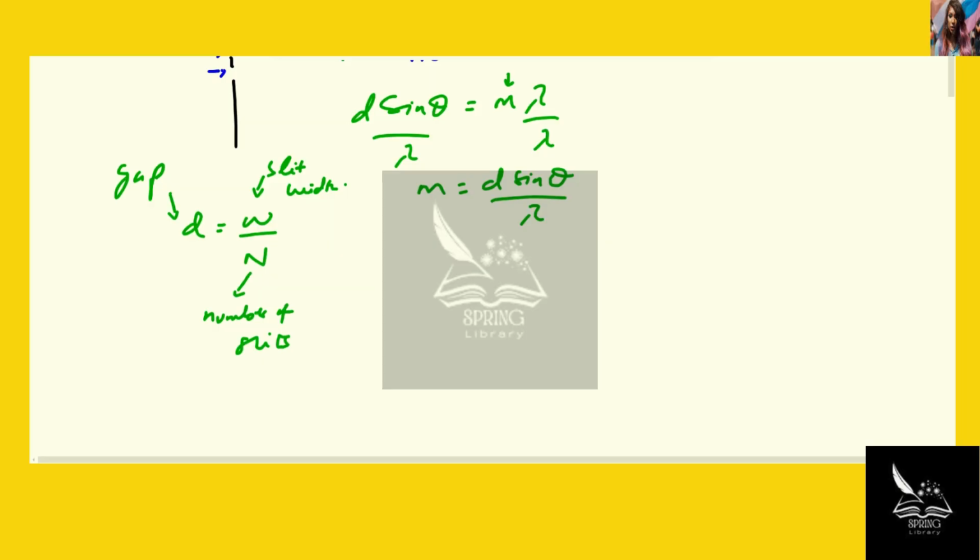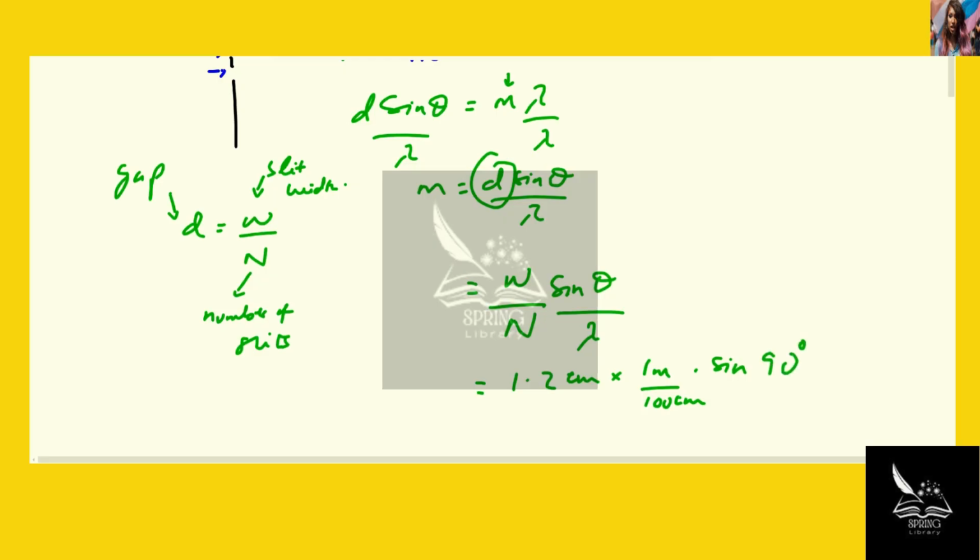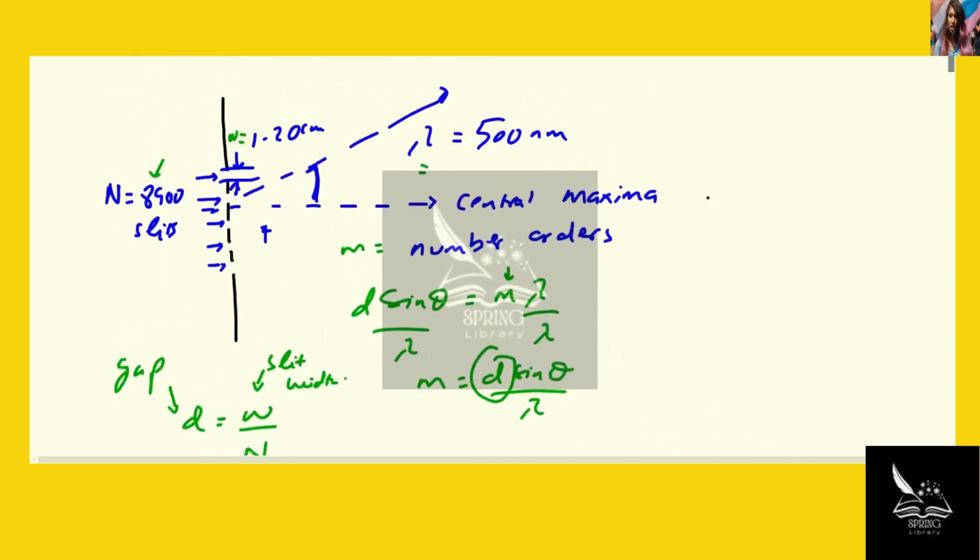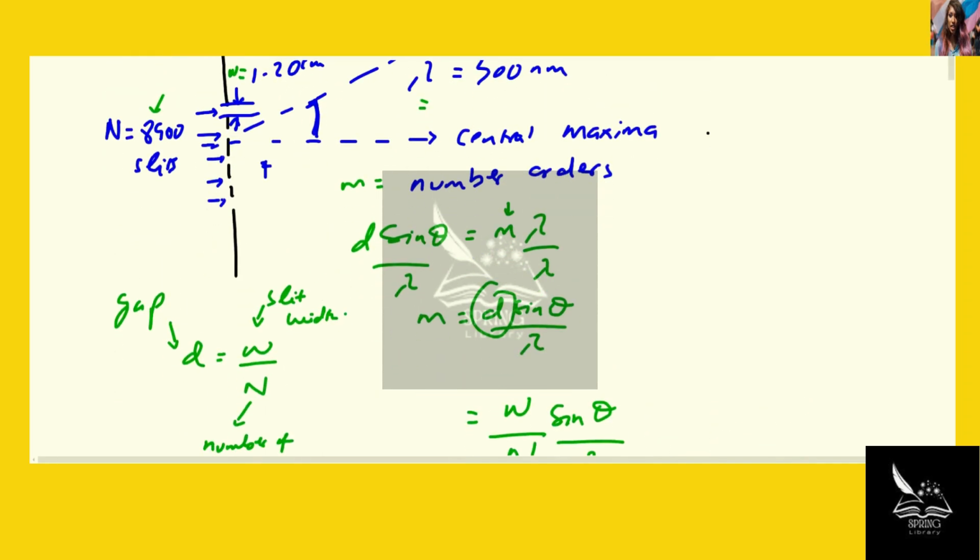And so we can replace d with w over n. So this is w over n sine theta, all over lambda. So w is 1.2 centimeters. Change that to meters. 1 meter is 100 centimeters, and then we have sine of theta. So this is going to be sine of 90, because we're looking at the maximum order.